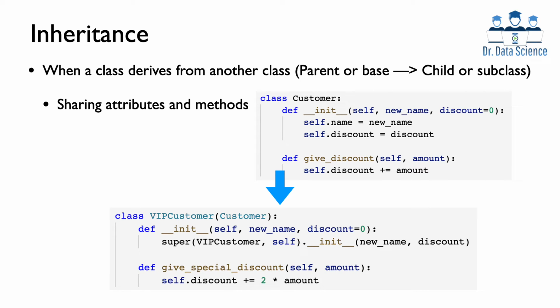and in this case we have the constructor for initialization, and then we define another method which is called give_discount. So let's say you want to give an amount of discount to each customer, and in this case, you can see we pass the amount, and then we add that to the discount attribute that we have here. But now let's say that we have another class of customers which we call VIP customers, right?